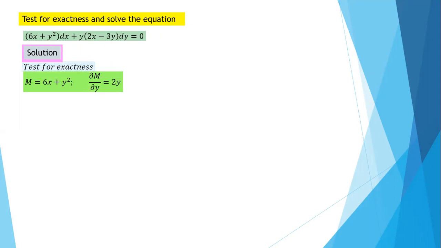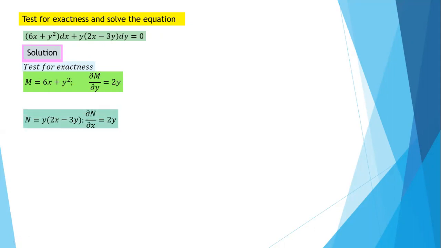So our function M is 6x + y². The partial derivative of M with respect to y, holding x as constant, is 2y, since the derivative of y² is 2y.